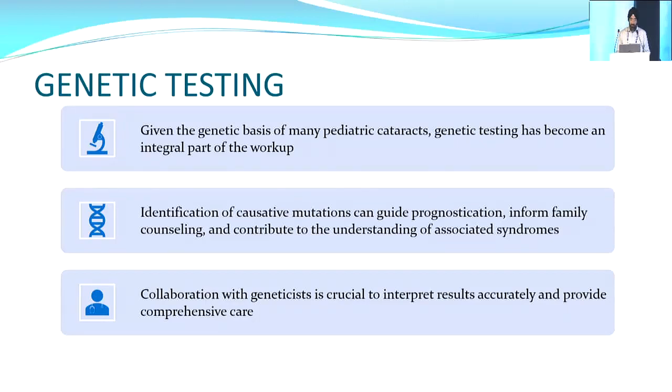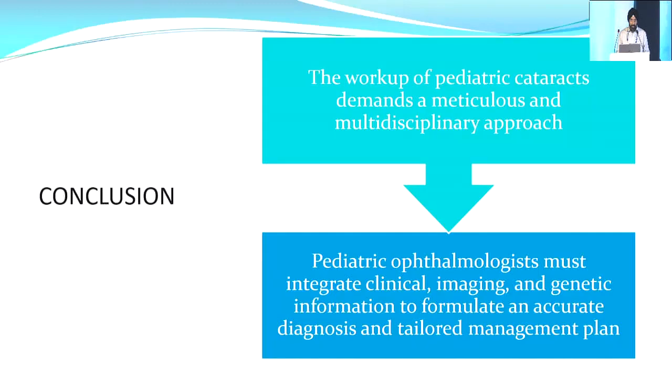It could be a harbinger of a serious disease later on. Of course, collaboration with the geneticist is crucial to interpret the results and for a comprehensive eye care. So I'd like to conclude here that the workup of pediatric cataract demands a meticulous and multidisciplinary approach. And pediatric ophthalmologists must integrate clinical, imaging, and genetic information to formulate an accurate diagnosis and tailored management plan.